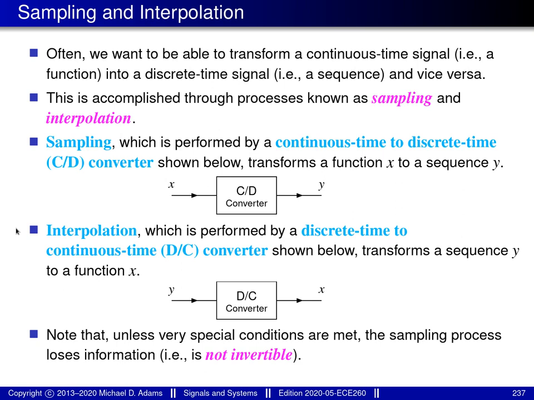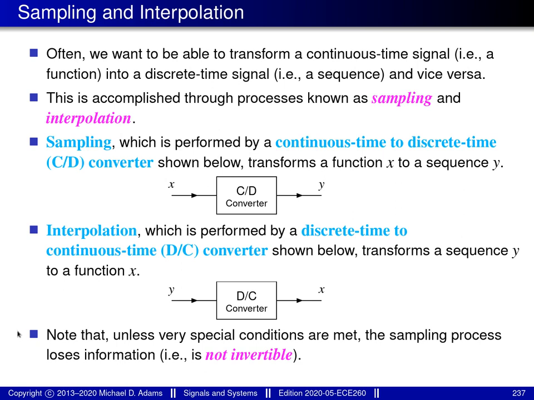Next, let's consider interpolation. Interpolation transforms a discrete time signal, in other words a sequence, into a continuous time signal, in other words a function. This operation is performed by what is known as a discrete time to continuous time converter. Such a converter is shown in this figure here, where the input to the converter y is a sequence and the output of the converter x is a function.